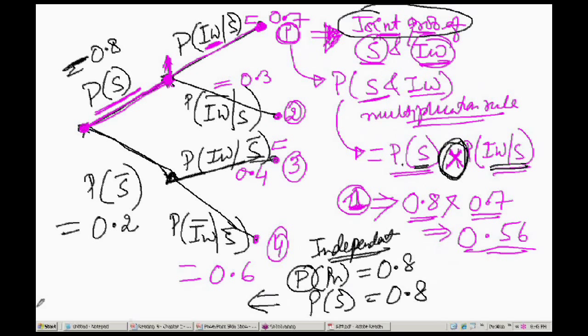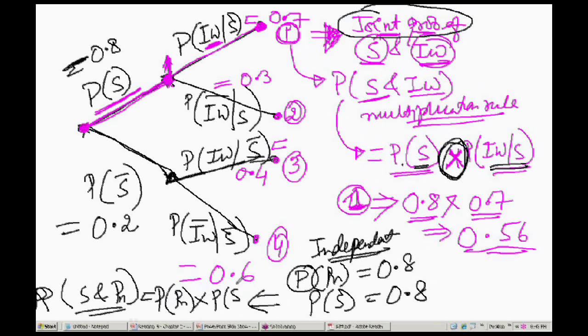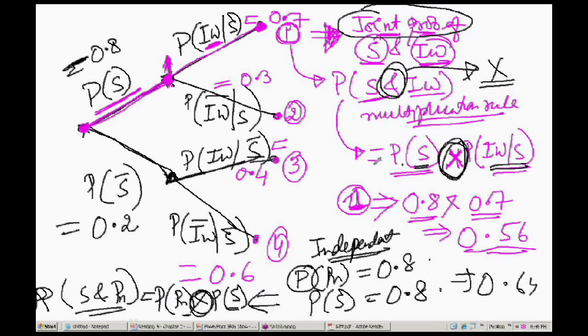So what is the probability that Sachin and Ponting both will play in a match? This will be given as the probability of Ponting playing into the probability of Sachin playing. Please note that there is no conditionality over here. So this will be 0.8 into 0.8, or 0.64. Again we have multiplication. Whenever you see and, think about multiplication. You have to multiply one with the other.